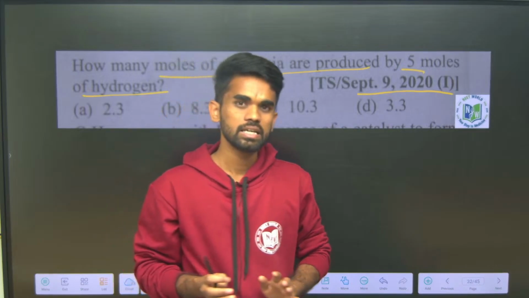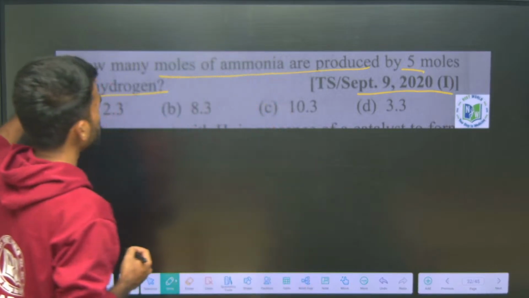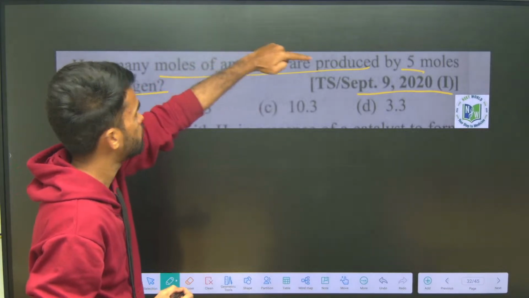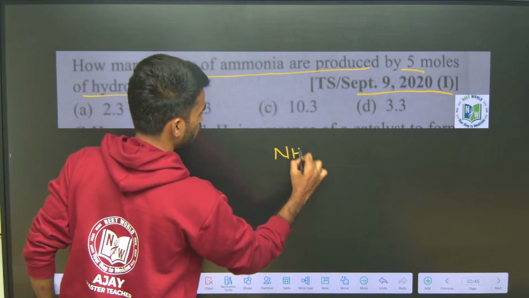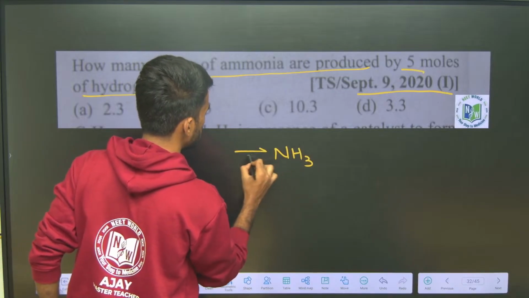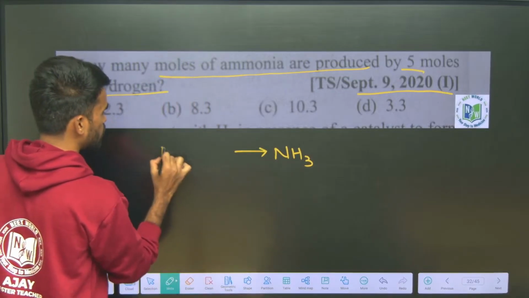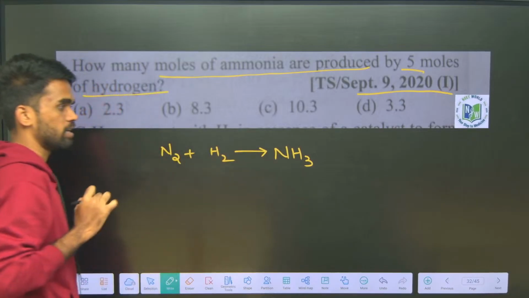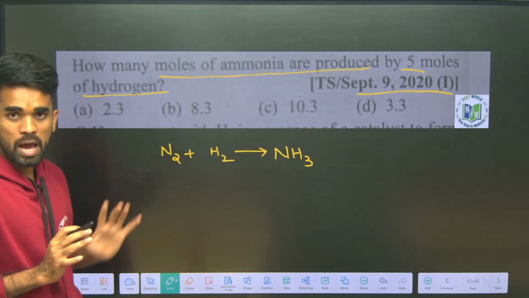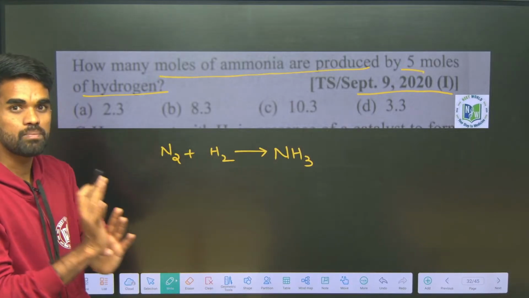Okay, yes, look at this. How many moles of ammonia are produced by 5 moles of hydrogen? See, ammonia production happens through Haber's process. For this purpose we require nitrogen and hydrogen. Is this equation balanced? No. First of all, you need to write the balanced equation.